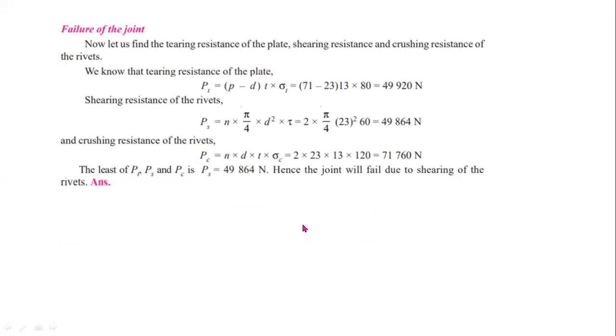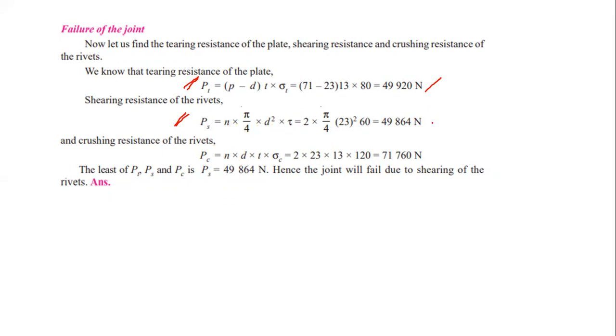Now, for determining the efficiency of the joint, first you have to identify the type of failure. So this is the formula for tearing strength: Pt equal to (P minus D) into T into sigma T. The tearing strength is 49,920. And this is the formula for shearing strength. Here you have to consider single shear. N is 2 since it is double riveted, so Ps equal to N into pi by 4 D square into tau.